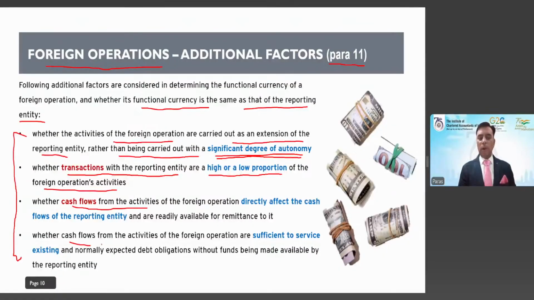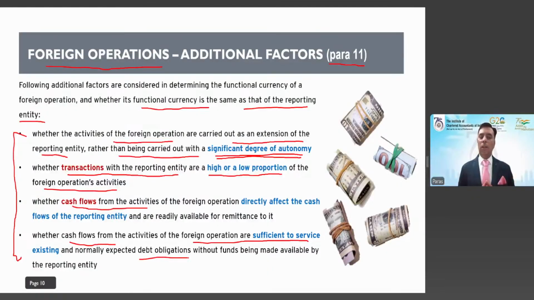Then the fourth point talks about the cash flow activities regarding the foreign operation's debt obligations and meeting the working capital requirement. So you need to check whether the cash flows are being generated by the foreign operation in order to survive and in order to meet their debt obligation. If the answer is yes, then we can conclude the foreign operation is working independently. But if the answer is no, the foreign operation is dependent regarding the fund arrangement on the reporting entity, then we can say the functional currency would be the same for both the entities, right?